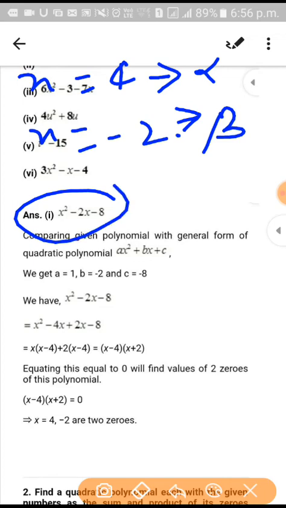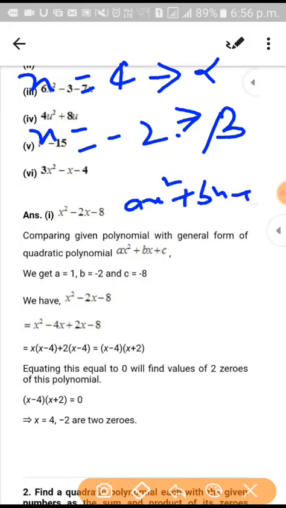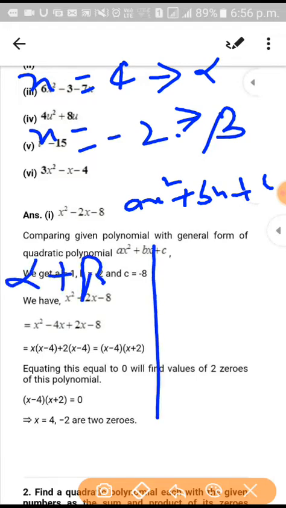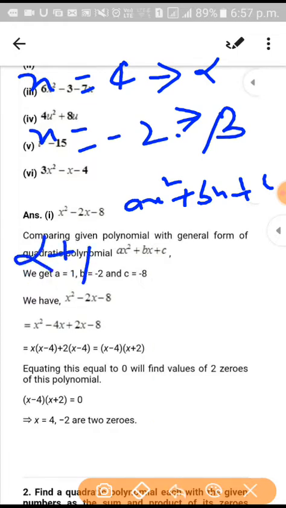Now we are going to check the relationship. We know the standard form of a quadratic polynomial is ax square plus bx plus c. Here a is the coefficient of x square, b is the coefficient of x, and c is the constant term. So we know alpha plus beta is equal to minus b upon a.